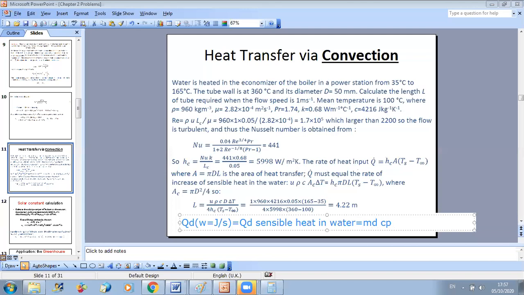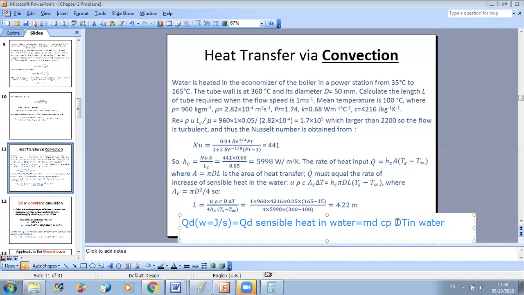And now what is my delta T? It's different than the previous delta T. Here it's delta T in water, so I mean by delta T in water, T out minus T in. So let us replace term by term. How can I calculate M dot?